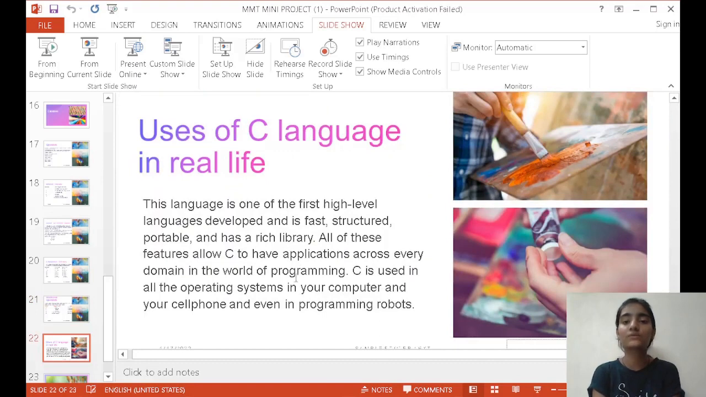Now we will see the uses of C in real life. This language is one of the high level languages developed as fast, structured, portable, and has a rich library. So we all know that it is a high level language, and that's why it is developed fast and structured and portable. And C has application across every domain in the world of programming. C is used in all operating systems, computers and cell phones, and even in programming robots, that is related to artificial intelligence.